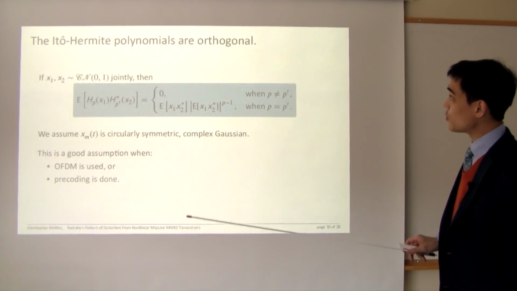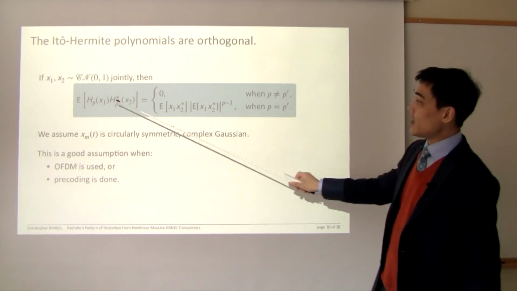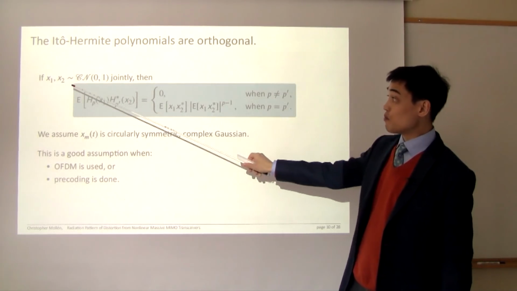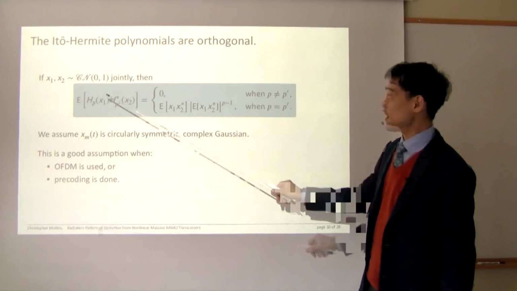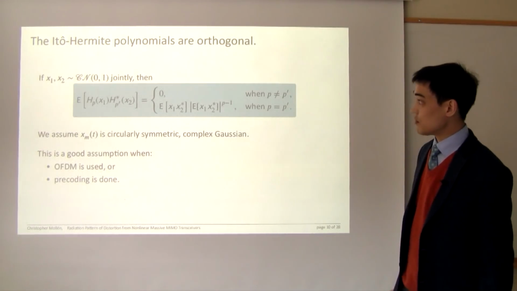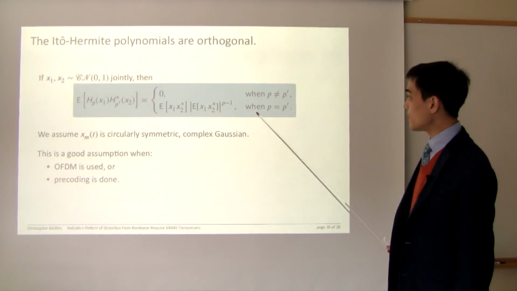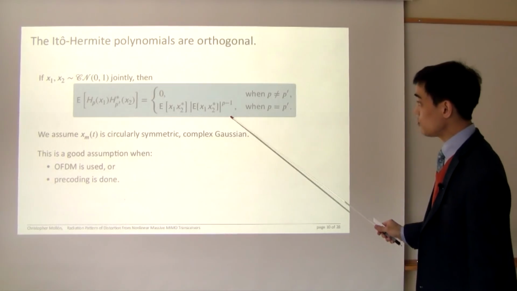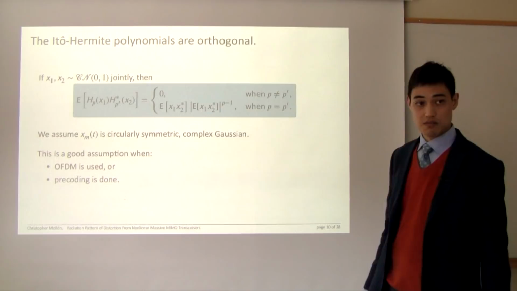Well, the Ito-Hermite polynomials are orthogonal. They are orthogonal in the sense that if the two arguments here to the Ito-Hermite polynomials are complex normal, circularly symmetric, and jointly Gaussian, then this correlation between two different Ito-Hermite polynomials would be zero if the degrees of the two polynomials are different. And it would be some function of the input correlation when the degree is the same.